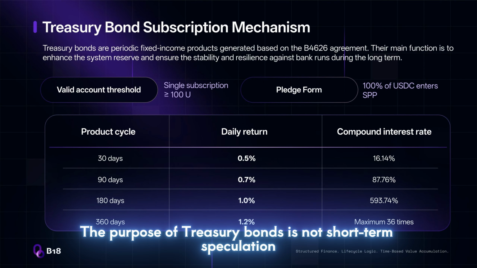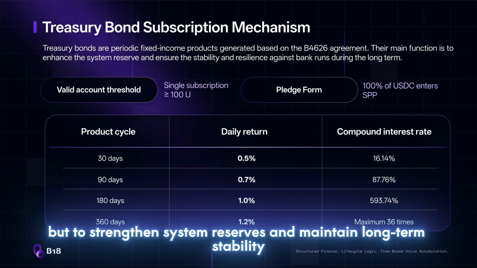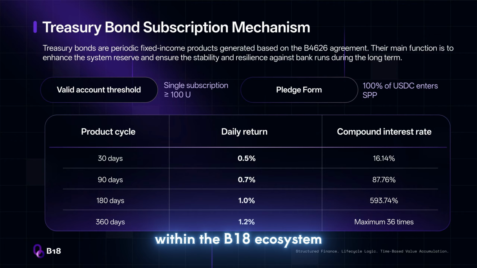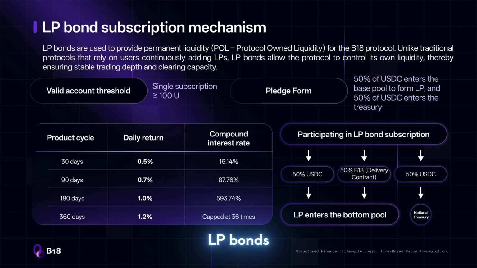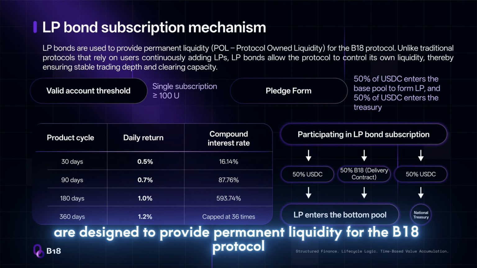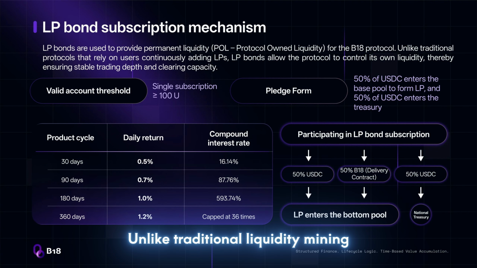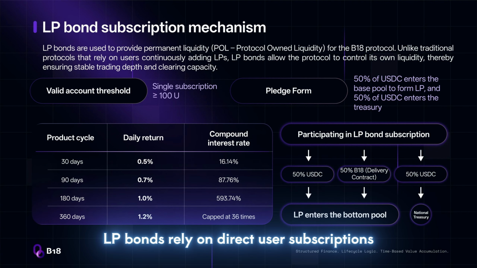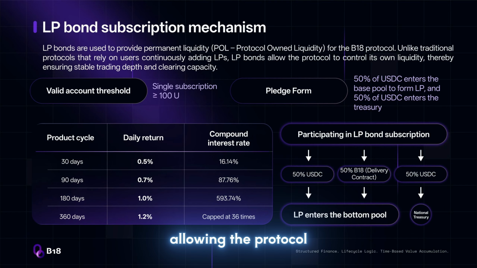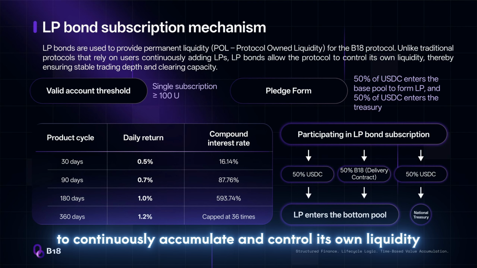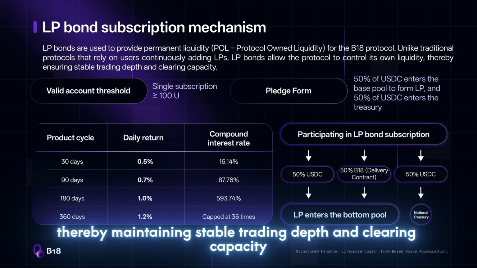The purpose of Treasury bonds is not short-term speculation, but to strengthen system reserves and maintain long-term stability within the B18 ecosystem. LP bonds are designed to provide permanent liquidity for the B18 protocol. Unlike traditional liquidity mining, LP bonds rely on direct user subscriptions, allowing the protocol to continuously accumulate and control its own liquidity, thereby maintaining stable trading depth and clearing capacity.